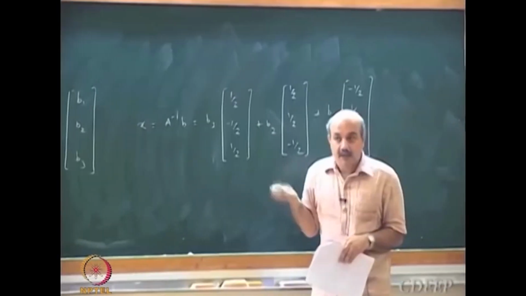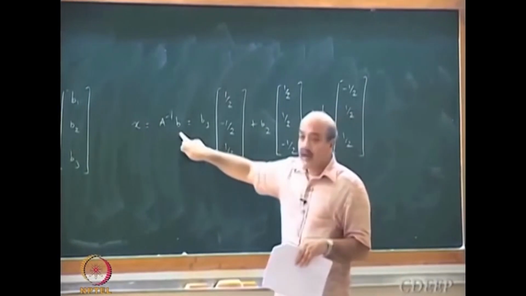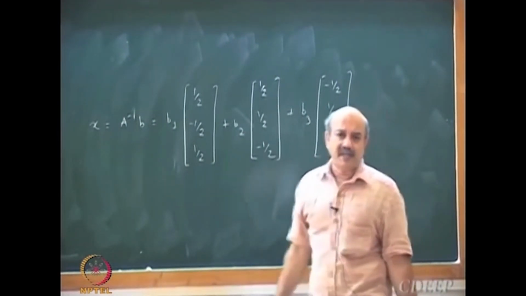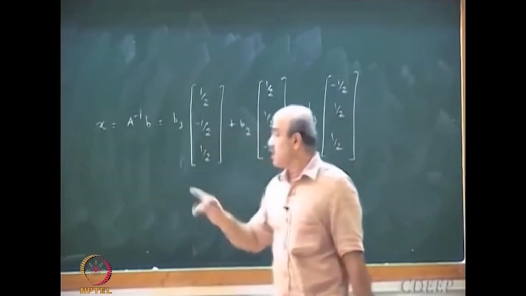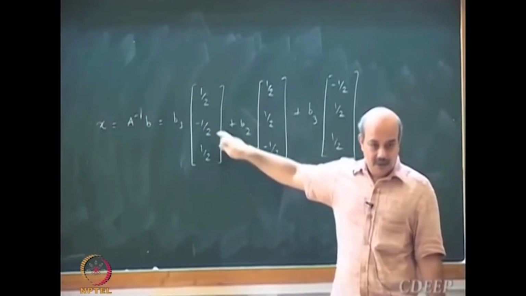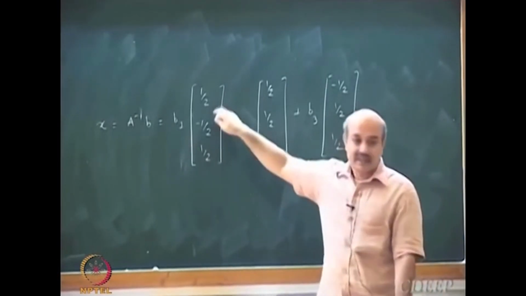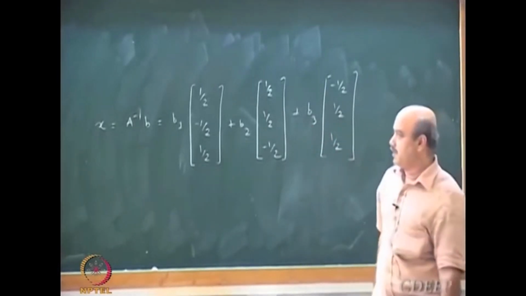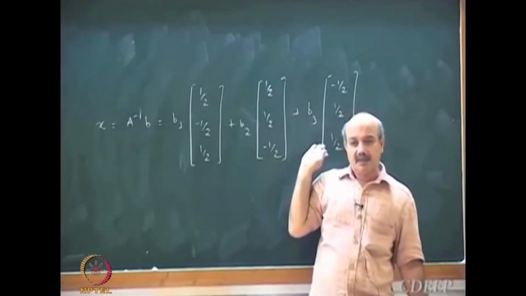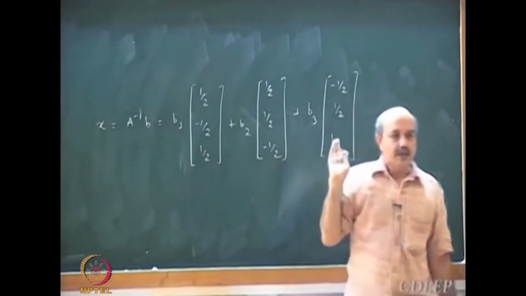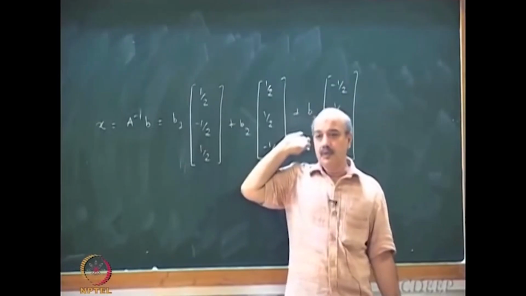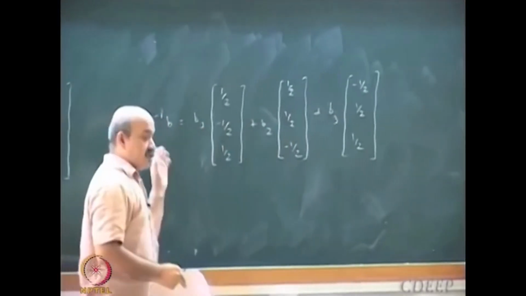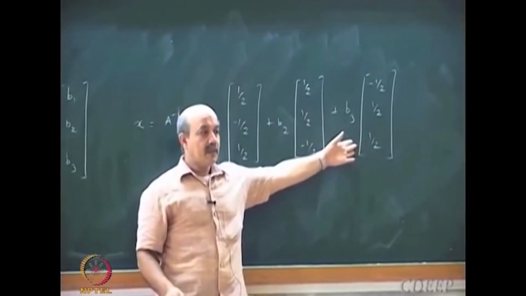Give me any b vector, I can write the solution like this. So where does the solution belong to? The solution x belongs to the span of this vector, and this vector. Again, from undergraduate experience, you know that these three vectors are linearly independent. So the solution actually belongs to the span of these vectors.